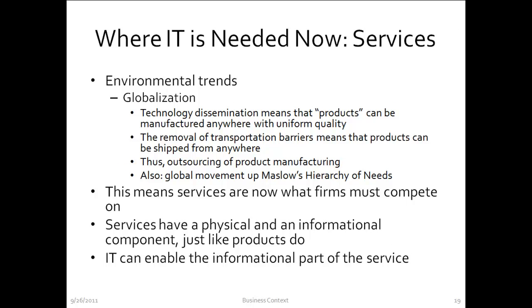This slide talks about where IT can be of most value given key trends in the business environment. The major business trend is the one towards globalization. Globalization essentially means the following. Thanks to technology being available everywhere, having been disseminated everywhere, products can be manufactured anywhere with uniform quality. Essentially, a car made anywhere in the world is of the same quality.